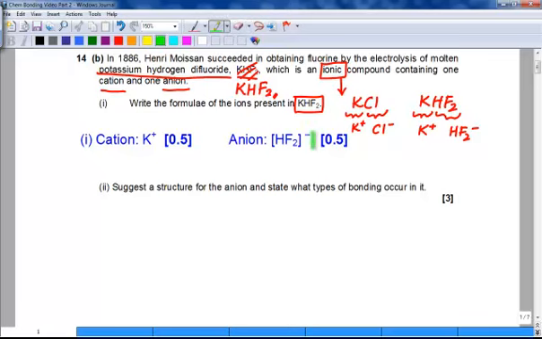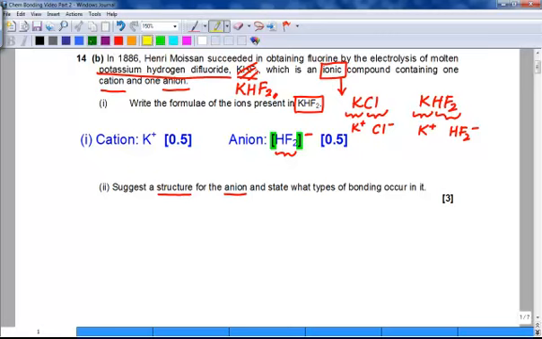In this case, we draw this square bracket to indicate that this negative sign applies to the whole of the HF2. Okay, so for part 2, they ask you to draw a structure for the anion and state what types of bonding occur within it.